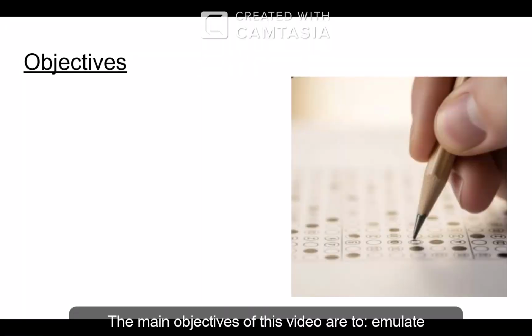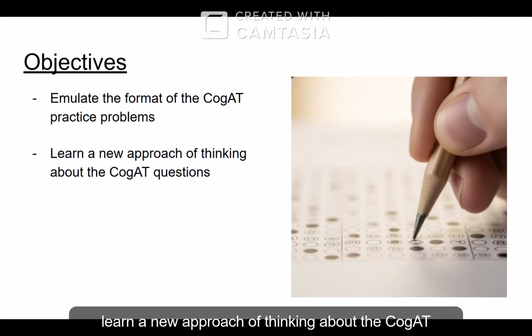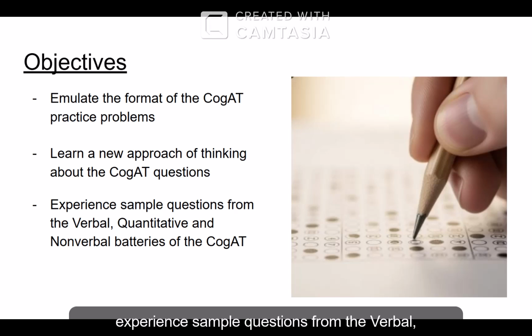This video was created with the purpose of exposing test administrators, or TAs, to the directions and sample problems of the Cognitive Abilities Test, CogAT, to better help prepare them for administering the testing session. The main objectives of this video are to emulate the format of the CogAT practice problems, learn a new approach of thinking about the CogAT questions, and experience sample questions from the verbal, quantitative, and nonverbal batteries of the CogAT.